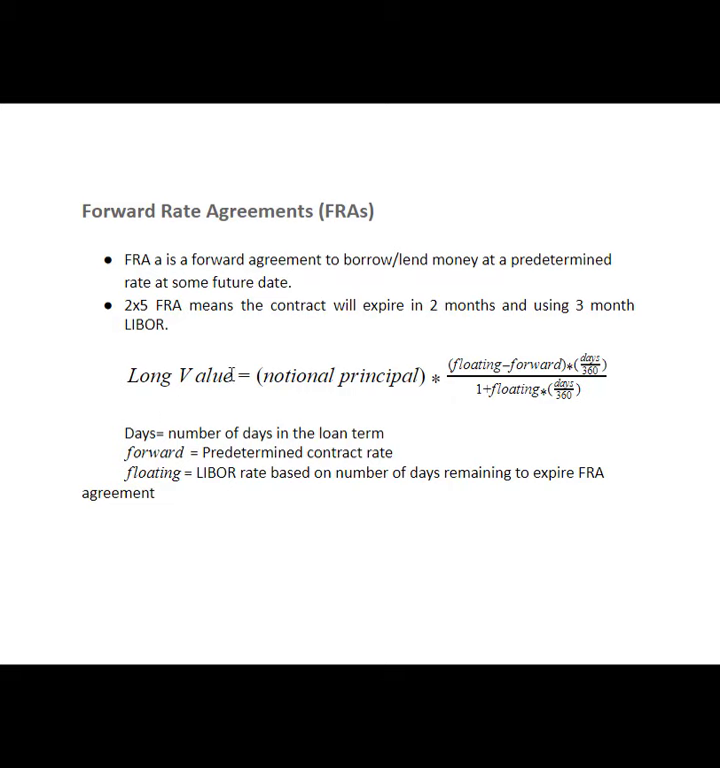So to identify the short value, we can just simply negate the long value, or we rearrange this equation a little bit, moving the forward rate first and floating rate after this. So that's the idea of forward rate agreement.